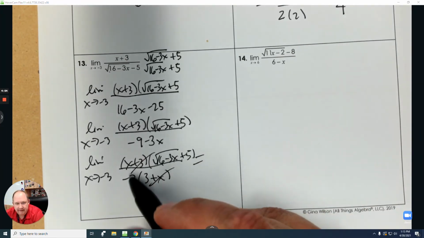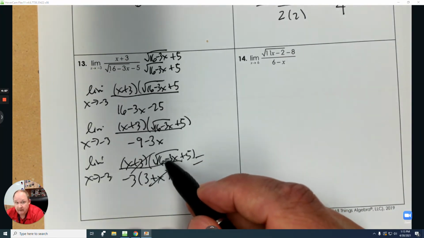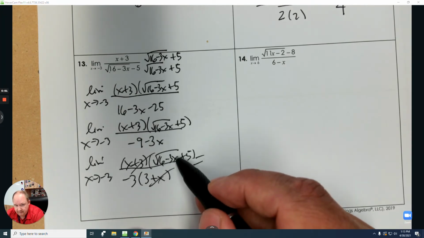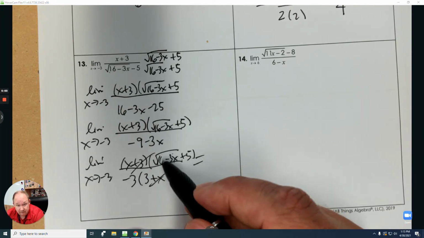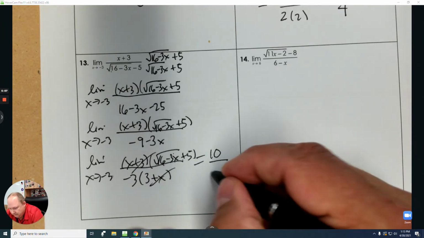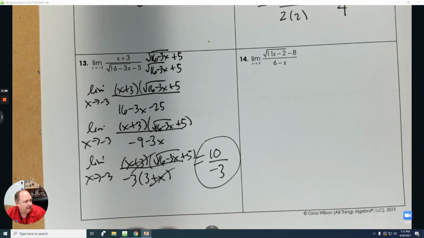And now I'm going to evaluate at negative 3. So negative times a negative, that's plus 9. So 16 plus 9 is 25. The square root of 25 is 5, and 5 plus 5 is 10. Negative 3 is what's left, and I get 10 over negative 3.